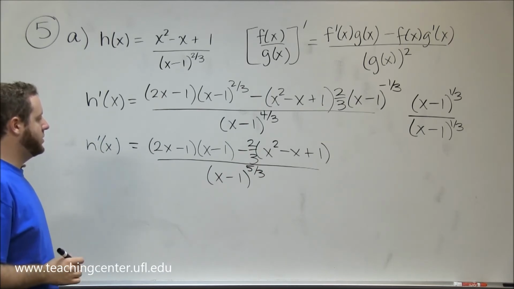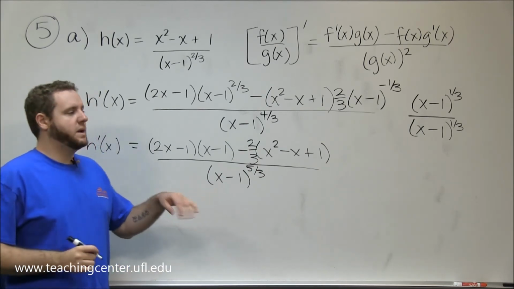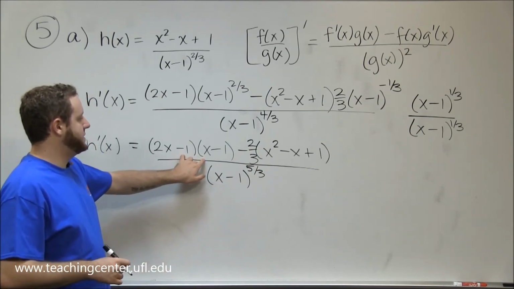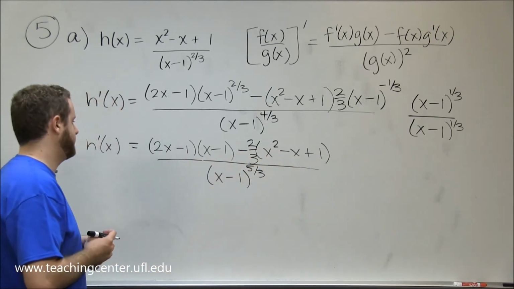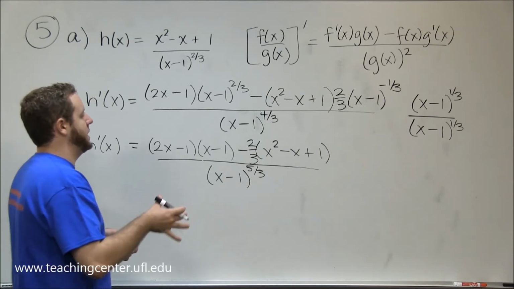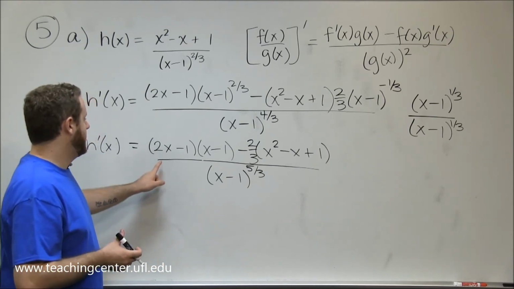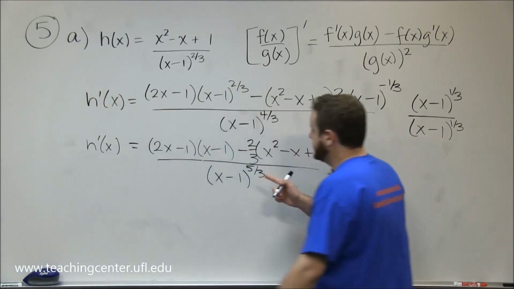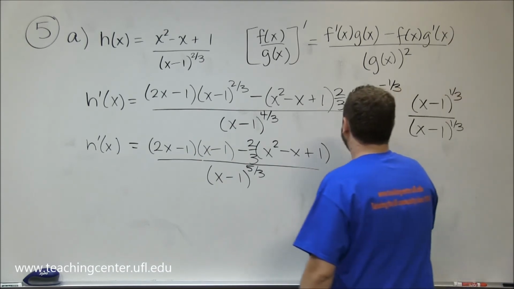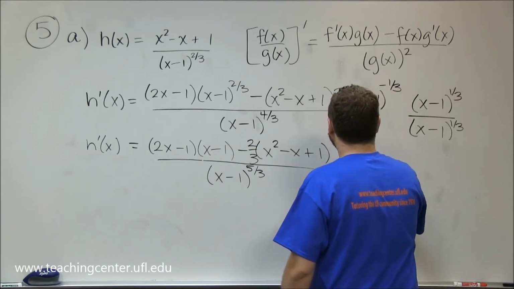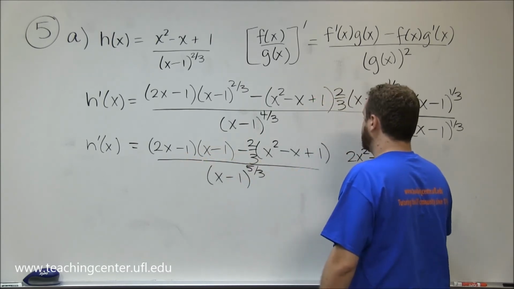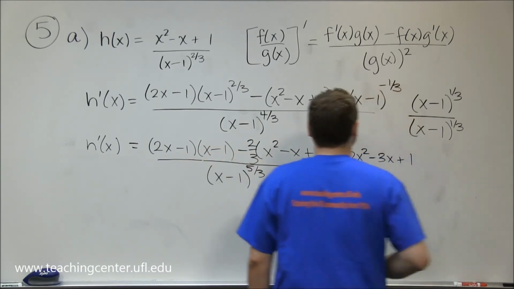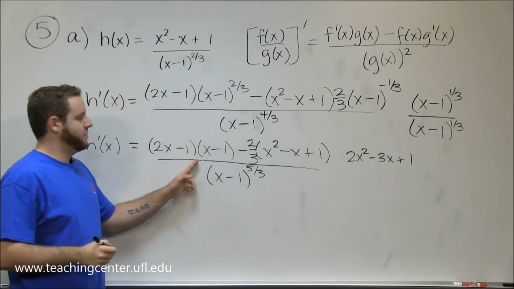So now we're looking a lot simpler, and we have one more step to do. We can FOIL out this term, distribute the negative 2/3 here, and then combine all like terms. Off to the right, I'm just going to write what the numerator would be. If we FOIL this, 2x minus 1 times x minus 1, that would give us 2x squared, minus x minus 2x, so minus 3x, plus 1. That's from FOILing this.